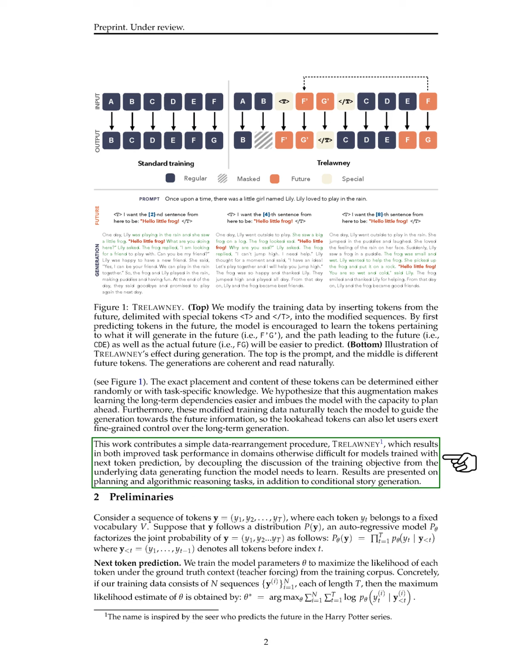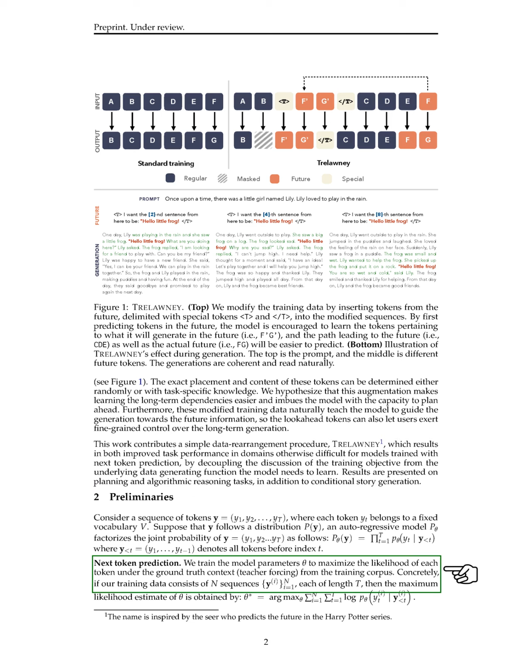Next, we consider a sequence of tokens, where each token belongs to a fixed vocabulary. We assume that this sequence follows a certain distribution, and an autoregressive model breaks down the joint probability of the sequence into a product of probabilities for each token based on the preceding tokens. During training, we aim to maximize the likelihood of each token given the correct context using teacher forcing.